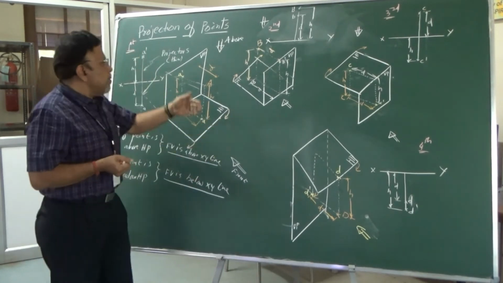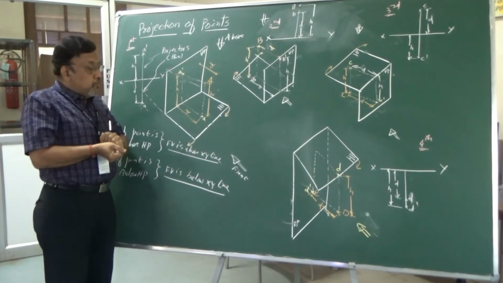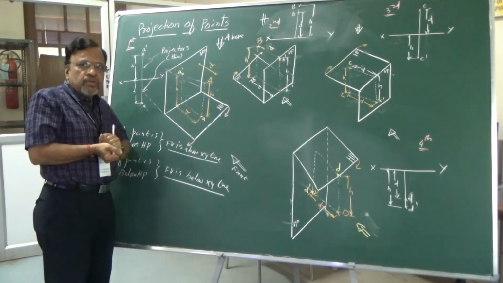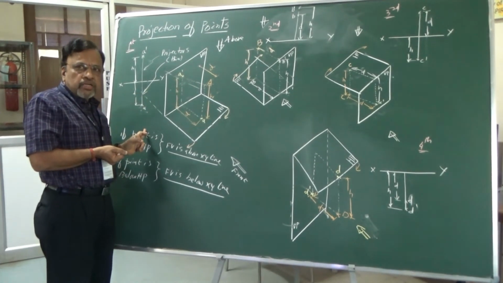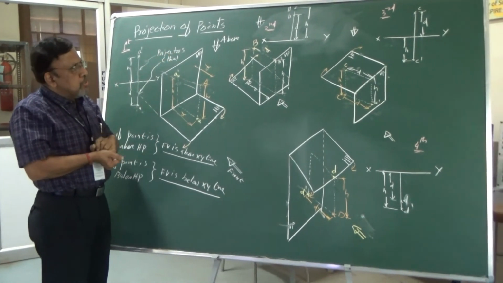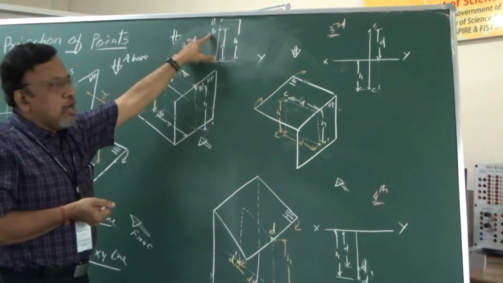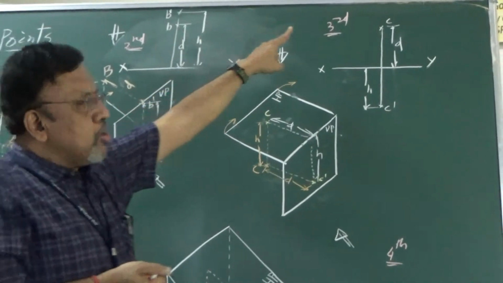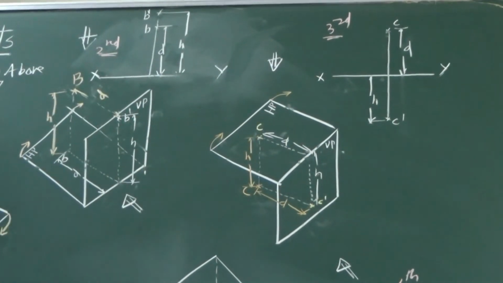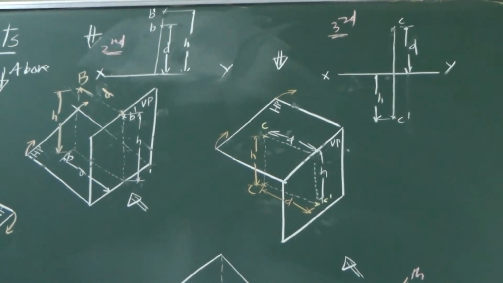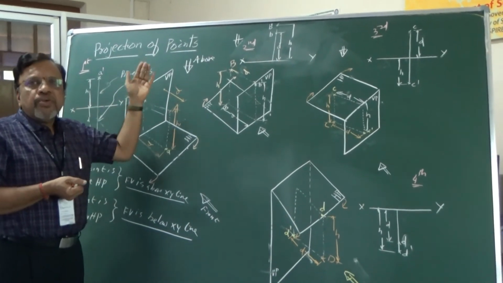Now, okay, similarly, if I say the point is behind VP. So in which cases I will get the point is behind VP? Either it can be in second or third quadrant. Okay, now just see the figures. In second quadrant, where do you get the top view there? Above xy line. So what about the third quadrant? Above xy line. So what is the conclusion I can make now? That is, if the point is behind VP, then the top view will be above xy line.